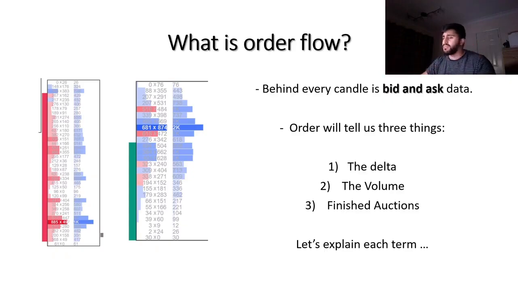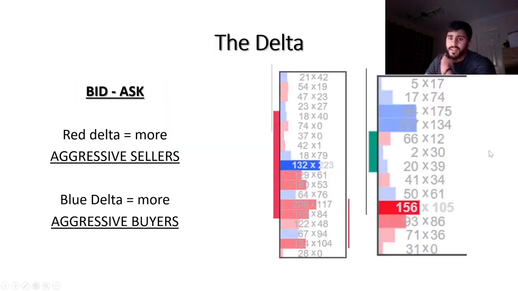So remember, the market is simply an auction between buyers and sellers. It is an auction, and auctions will only have buyers and sellers in the market. And so our job is to read the auction and understand the auction in terms of the delta, the volume, and finished auctions, which is what we're going to get into now. But for basic knowledge, I want every trader to take away from this slide the fact that the bid and the ask is the only thing you need to be profitable as a trader. Now let's start with the delta.